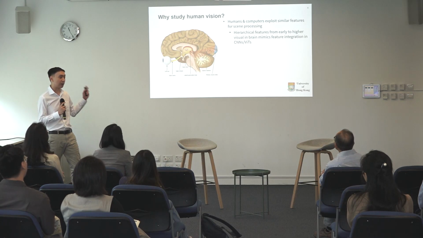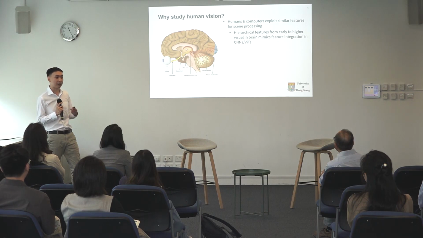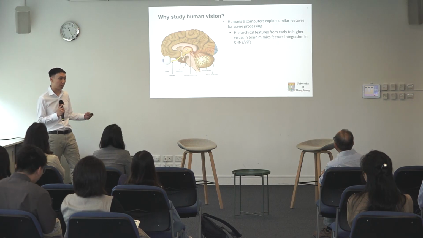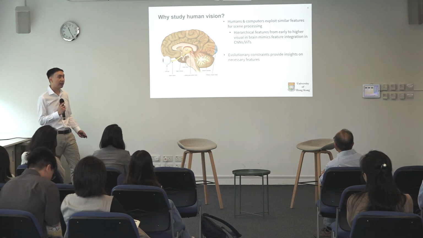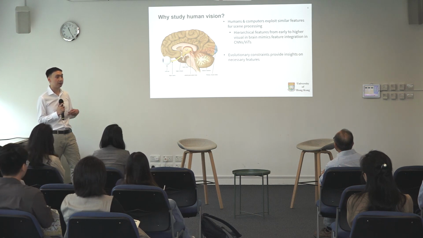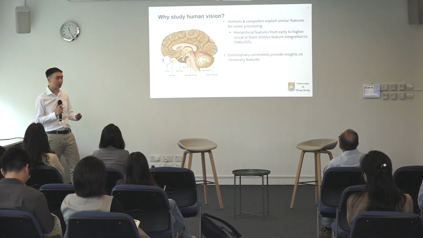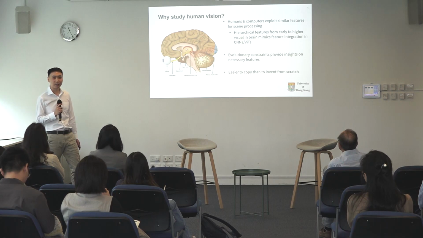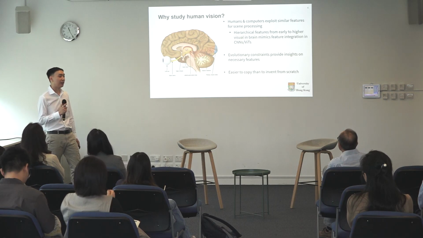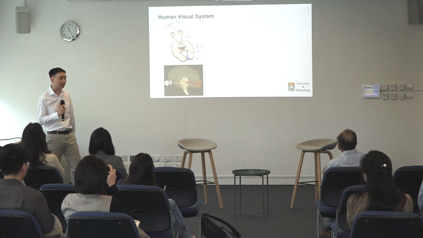Humans and computers use similar features for scene processing. The hierarchical features from early to higher visual cortex are similar to the feature integration that you see in neural networks, convolutional neural networks, vision transformers. And the evolutionary constraints of, for example, energy use and few-shot learning are insightful for machine learning as well. Finally, I always tell my students, it's easier to copy and take insight from evolution than invent from scratch.